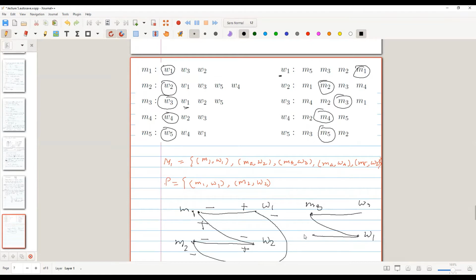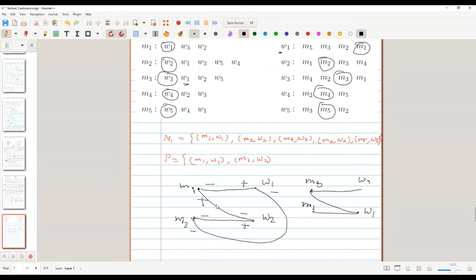From W1 we'll come to M1, and now you can see that you will have this particular cycle over here. From M1 you will go to W2, from W2 you will come to M2, and from M2 you will go to W1. So this will be excluded. It is useless. This is the same thing we are getting. Similarly, I think if you try from M4, you will have the same problem.